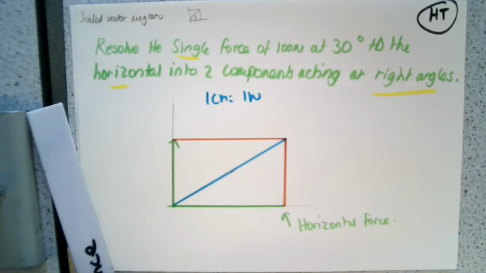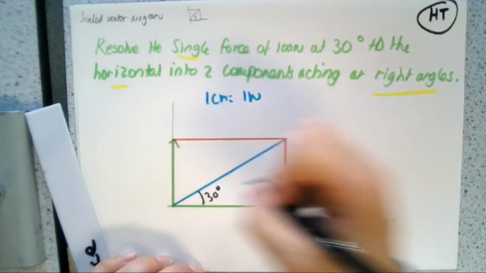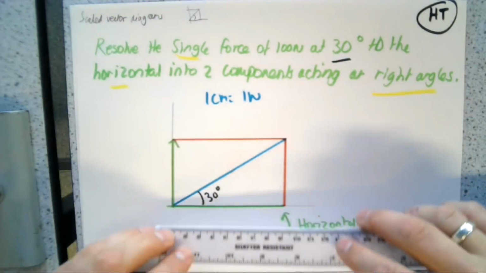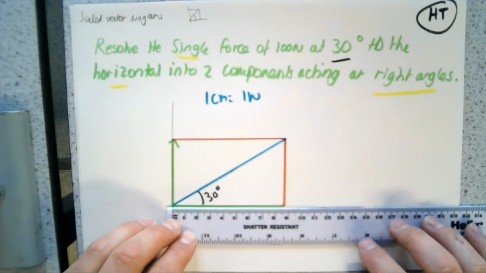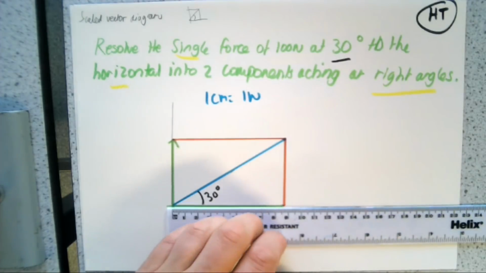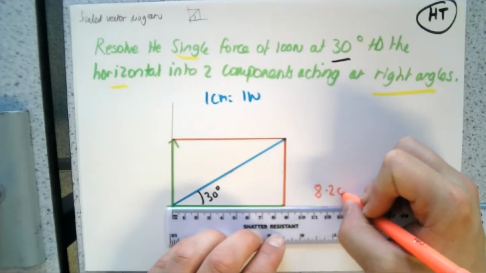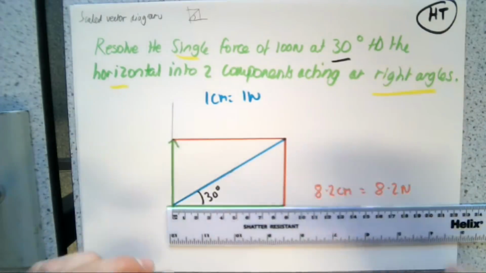Now, I'm just going to quickly label this up in case you want to play this back. Don't forget that's at 30 degrees because the question tells us it's at 30. So I've now got my two arrows, but I've not got a size. So I'm going to go back to my scale and I'm going to measure this line. So from there, I've overshot a bit. It comes out at roughly 8.2 centimetres. So it's going to be 8.2 newtons, straight conversion.